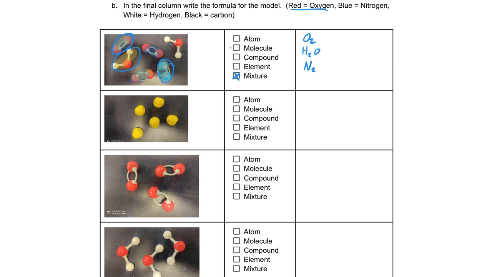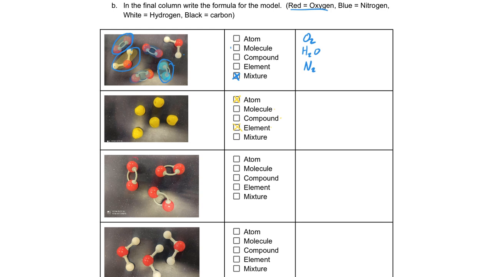Next up, I see 5 yellow ones. It doesn't say what yellow is. Yellow is actually sulfur. So this is single atoms, right? There are 5 individual atoms there. It's not a molecule because molecules are made up of more than one atom. Compounds are made up of more than one different type of atom. Element, yes, it is just one element. If it's atoms, it will also be a single element, unless there are 2 different types of atoms there. It's not a mixture, it's only one type. Okay, let's move on to the next one.